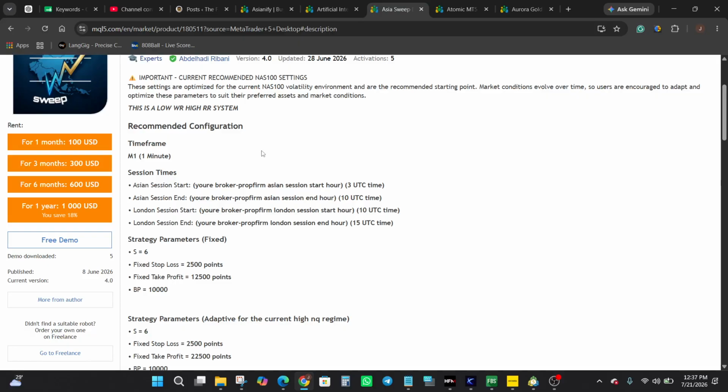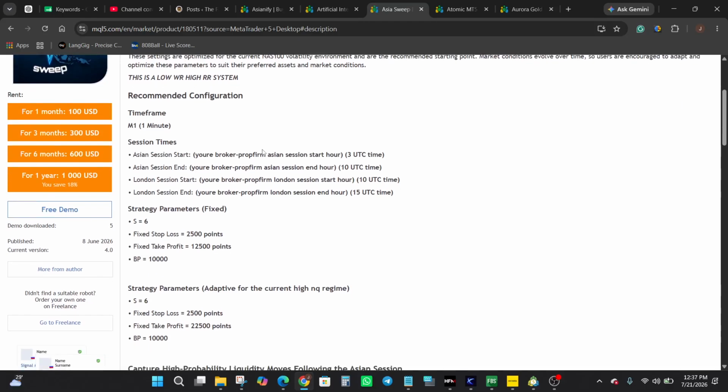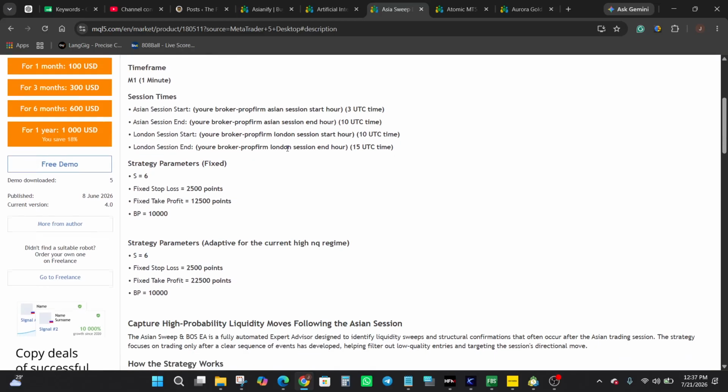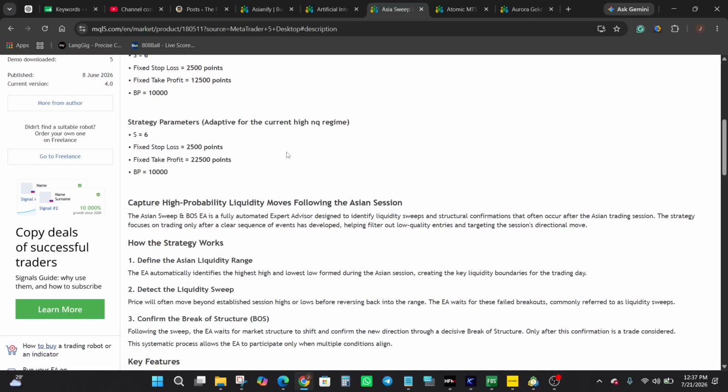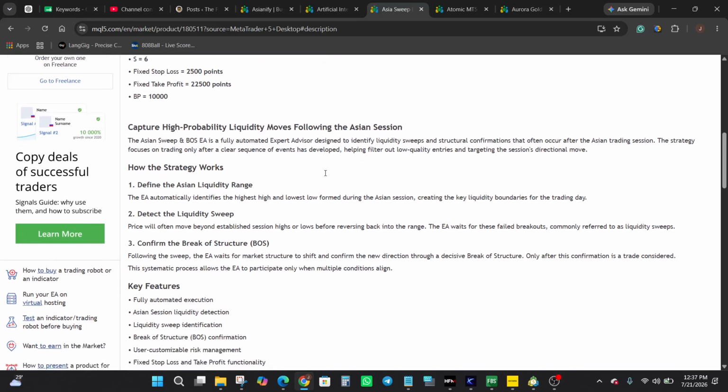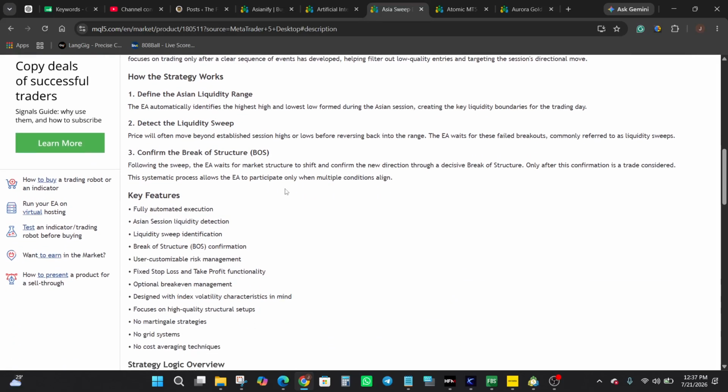Looking at how the strategy is described, it is built around a specific sequence. First, the EA maps out the Asian session's high and low to define a liquidity range. Then it waits for a liquidity sweep, price pushing past that range and failing, essentially a false breakout. After that, it looks for a break of structure, a shift confirming which direction the market actually wants to go, and only then does it consider an entry. So the full sequence is Asian range, sweep, break of structure, then execution.